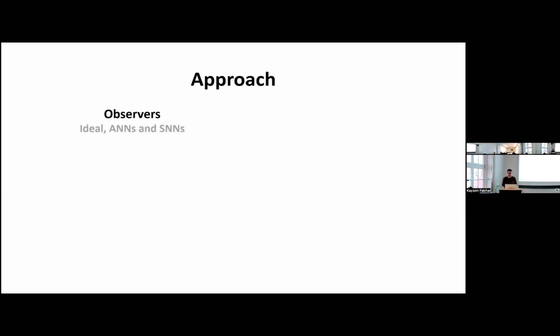And then using these sorts of tasks, we study the behavior of different types of observers in them. And what we use is 3 types of observer. We use ideal Bayesian algorithms, which are MAP estimators. We use artificial neural networks and spiking neural networks.